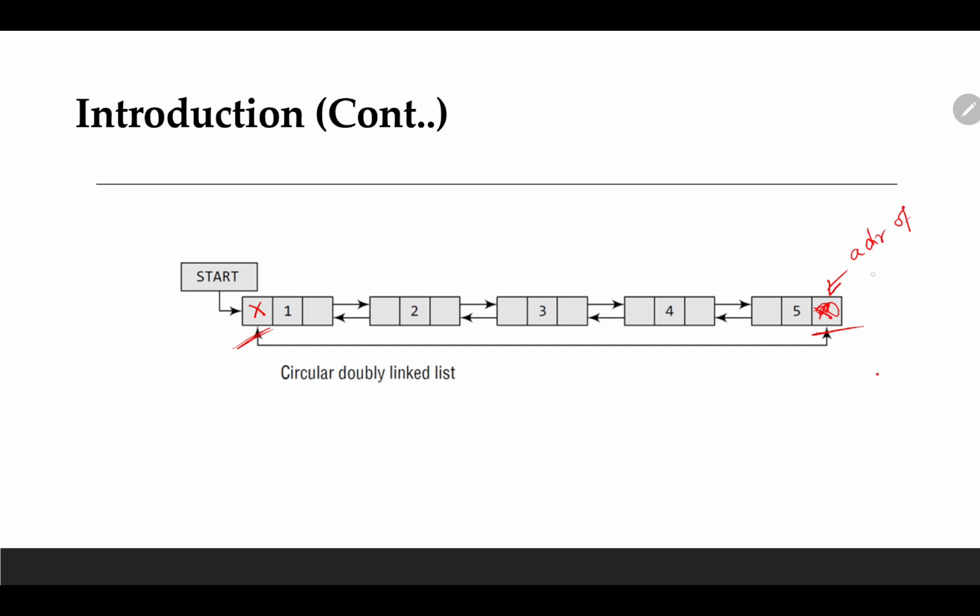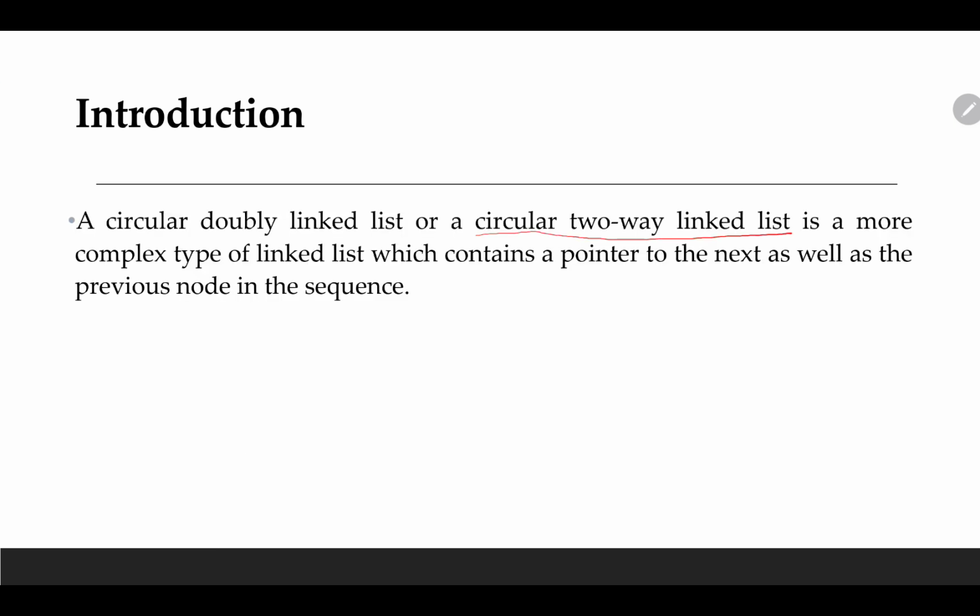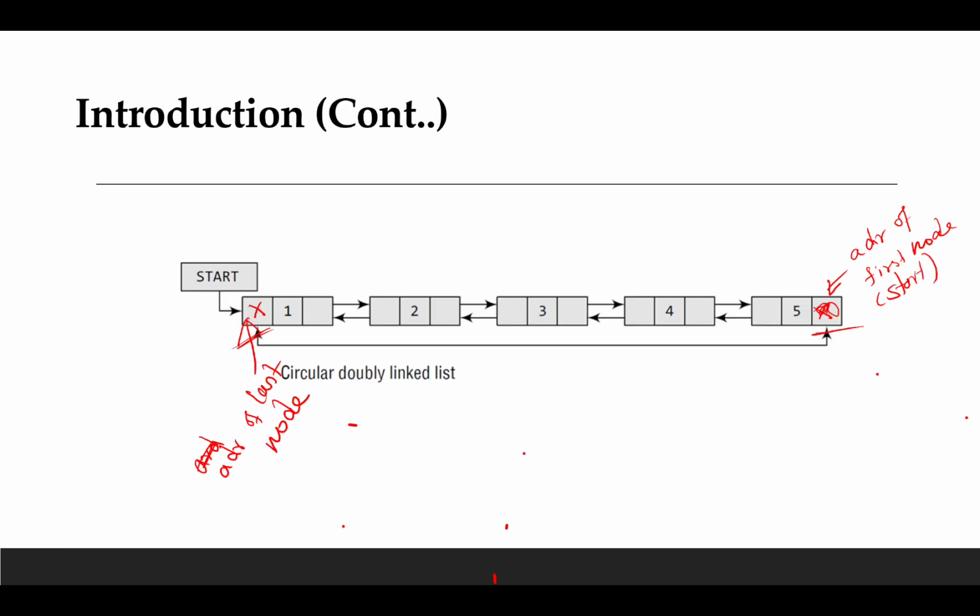So it contains the address of the first node, that is the start node, and it contains the address of the last node. Then the circular doubly linked list contains three parts in its structure, so it requires more space per node and is more expensive for the basic operations.